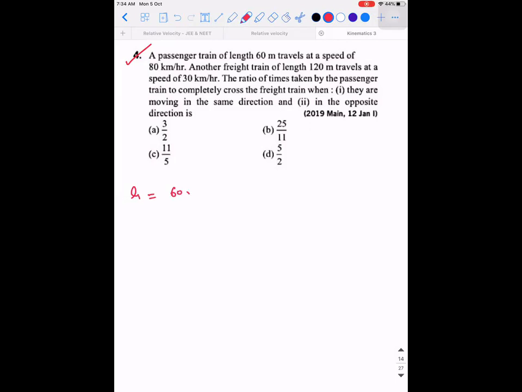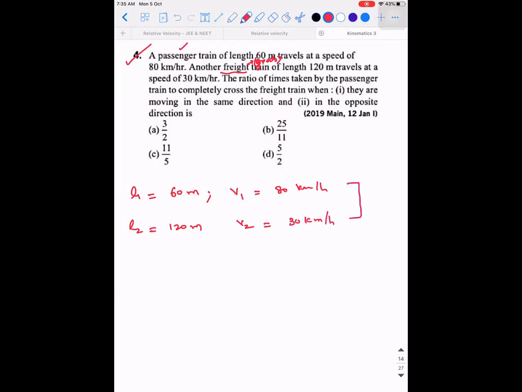L1 is 60 meter, right? That is the length of the passenger train. This means it's a goods train. You know goods, right? The length of the goods train is 120 meter. I hope you're able to understand these 2 points, right? Travels at a speed of 30 kilometer per hour. So velocity of the first train is 80 kilometer per hour. Velocity of the second train is 30 kilometer per hour. Okay, all these things are okay.